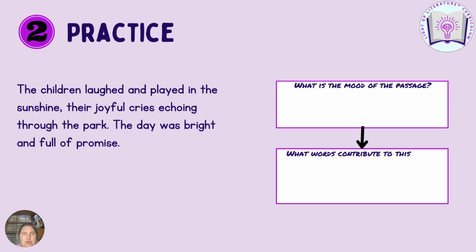All right, number 2. The children laughed and played in the sunshine, their joyful cries echoing through the park. The day was bright and full of promise. All right, so this is very different from practice 1. What's the mood of the passage? And what specific words does the author use to give us that mood? That's what we want to look for.